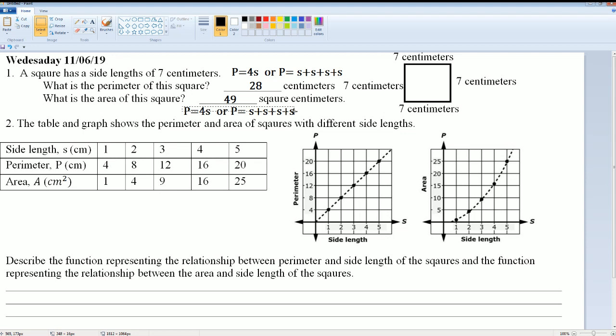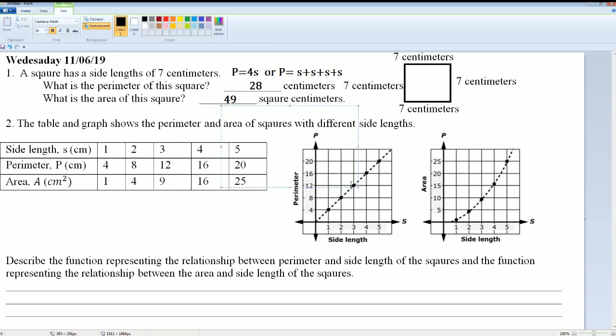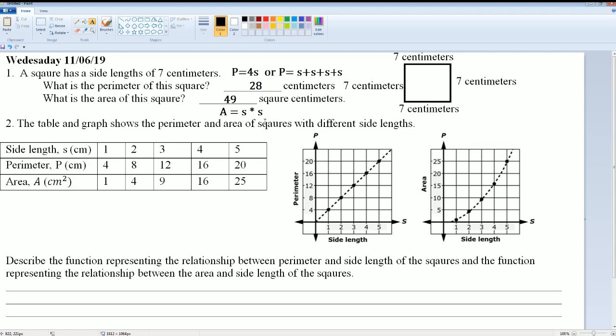And also the area is defined by the area is equal to S multiplied by S. That looks weird. So where's the dot? Is there a dot? Yeah, there's really no dot. That's the closest I can get to an area formula. Okay. So here will be 7 times 7 gets you 49. Here, 7 plus 7 plus 7 plus 7 is 28. Or 7 times 4 is 28.